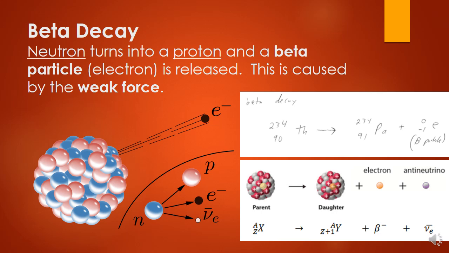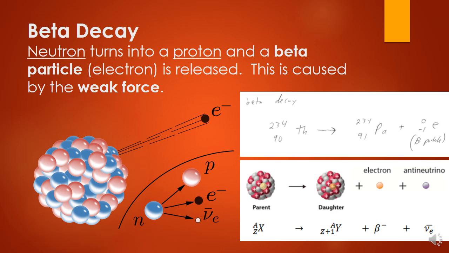In beta decay, a neutron turns into a proton, like I was talking about a few slides earlier, and a beta particle, an electron, is released. This is caused by the weak force. If you look in the middle here, there's this blue neutron, and you can see it's turning into the goldish proton here, and then it also gives off an electron, and it gives off a new particle I haven't talked about yet. This is called an antineutrino.